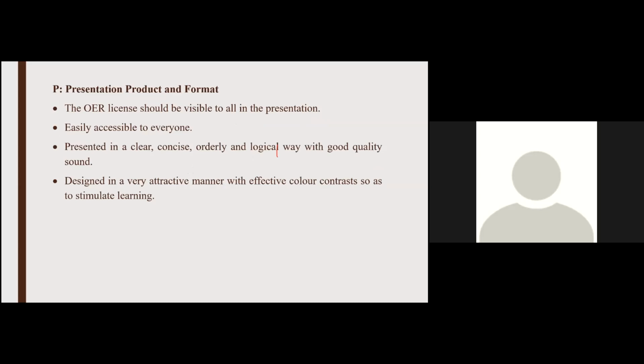Now, P stands for presentation, product, and format. So when it's regarding the presentation, product, and format of an OER, the license of the material, be it CC BY or CC BY SA, whatever you are giving, that license should be visible to all in the module, in the presentation that you're developing. So don't make it in a micro font somewhere in the corner where nobody can read or nobody notices it. So you are giving it in the front page, you give it in a legible way where people notice it and make out that, yes, this is CC BY or this is CC BY SA. So that is in that way.